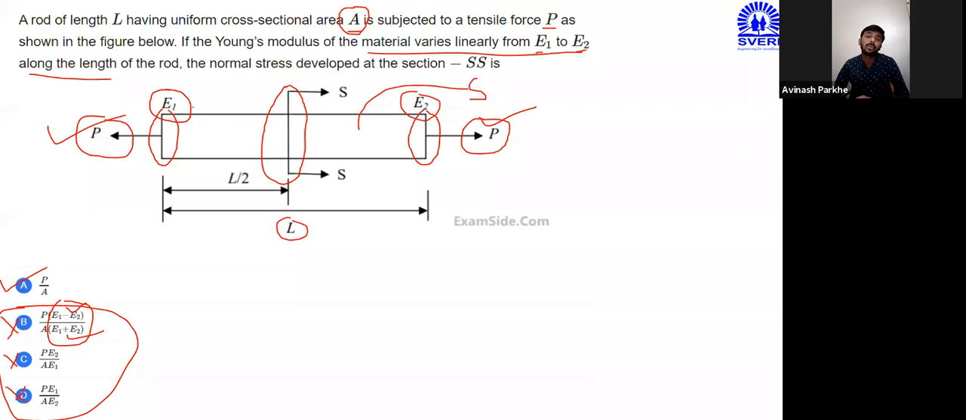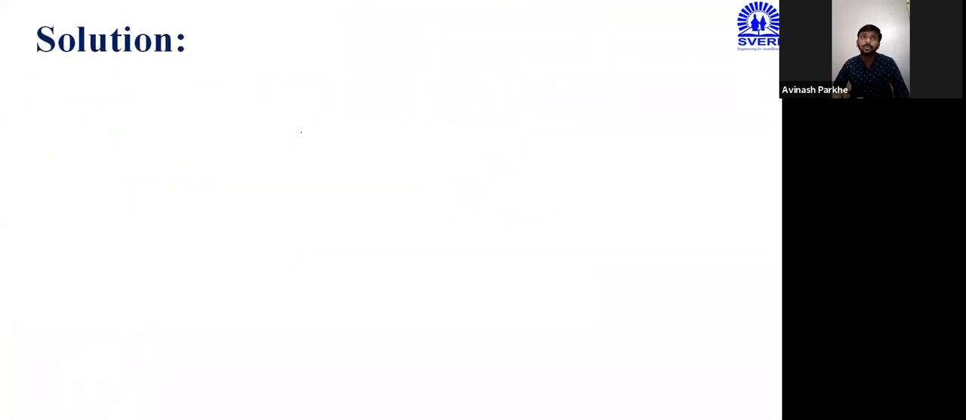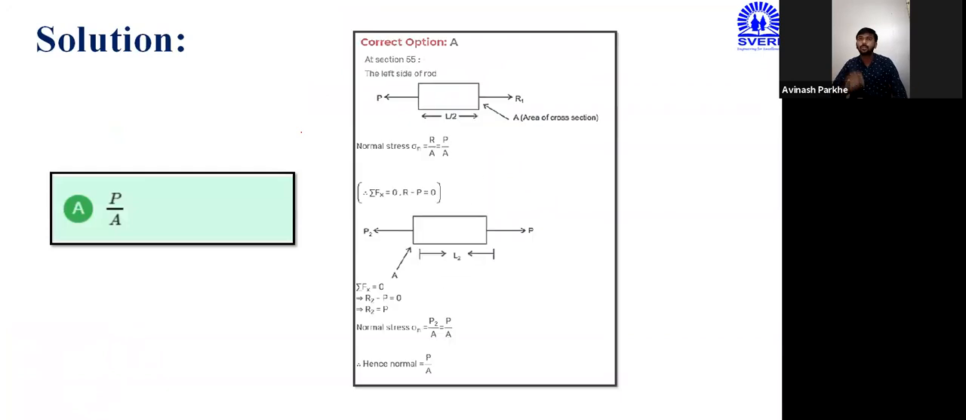This Young's modulus will not vary from the first section to the second section, because the rod is made of a single material, so Young's modulus will remain constant. Therefore, these three options are totally eliminated. We have taken P upon A as the final answer. But how this P upon A is applicable at the section yes, that we have to identify. So for that purpose, this is the solution.